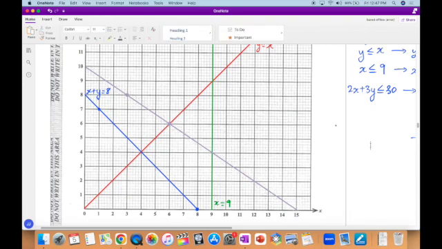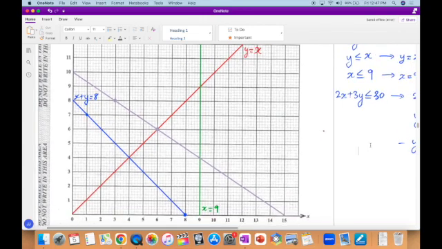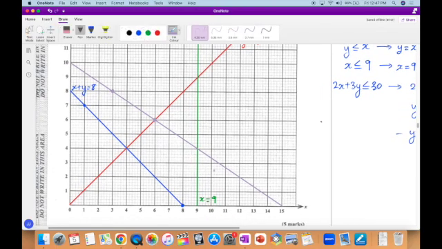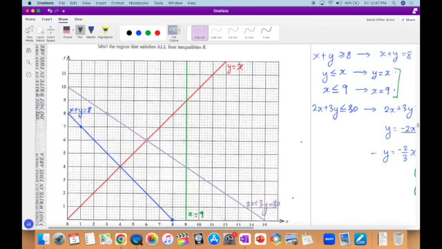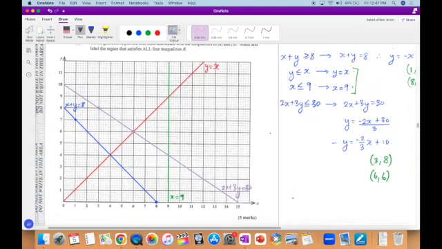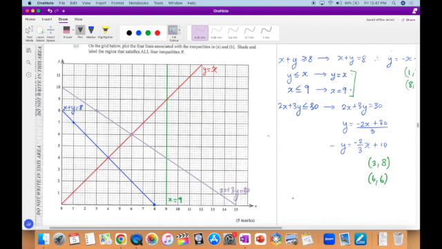And this is the line 2x plus 3y is equal to 30. So this is 2x plus 3y equals 30. Nice. So we have our 4 lines there. And now we need to test the regions to see which region is true for each line.